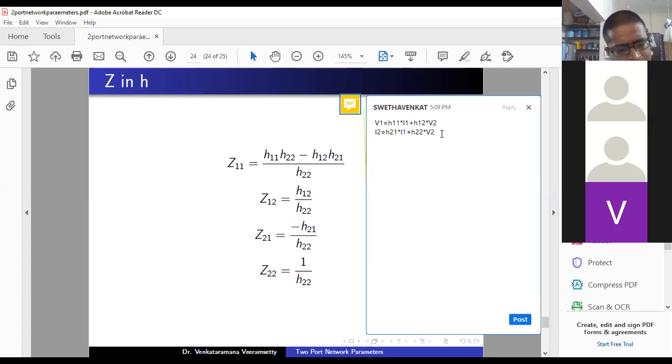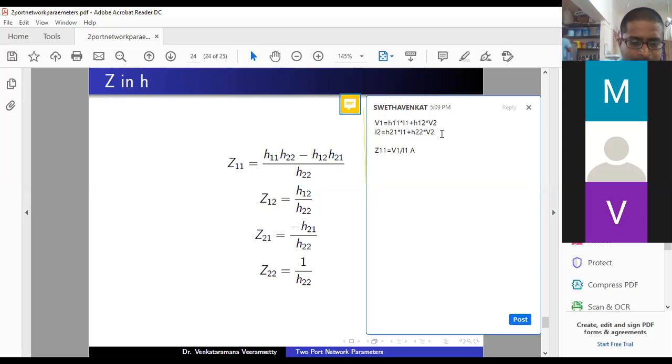Now I want to find Z11 in terms of the hybrid parameters. So now we need to define Z11. We know that Z11 equal to V1 divided by I1 at I2 equal to 0. So at I2 equal to 0, keep I2 equal to 0 in this equation. Now that equation becomes 0 equal to H21 multiplied with I1 plus H22 multiplied with V2.